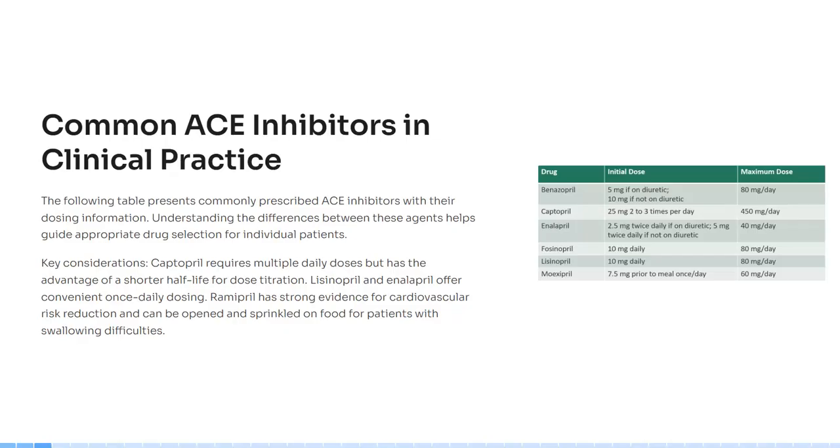One of the advantages is it has a shorter half-life, whereas lisinopril and enalapril are convenient because the patient only has to take it once a day. Ramipril, there's strong evidence with that one for cardiovascular risk reduction. Ramipril can be opened and sprinkled on food. So if your patient has trouble swallowing, maybe they can't get their medicines down, maybe they have an aversion when taking pills, Ramipril would be a good option.